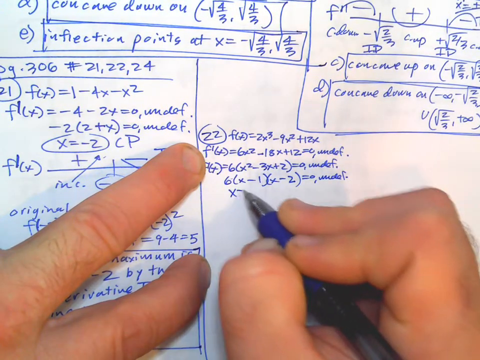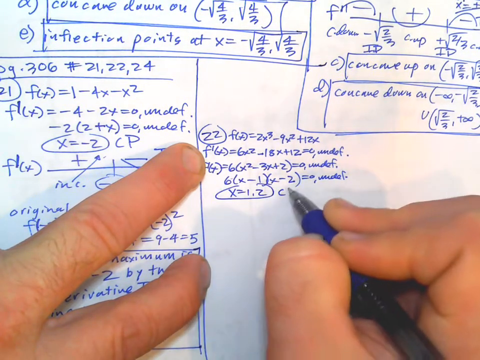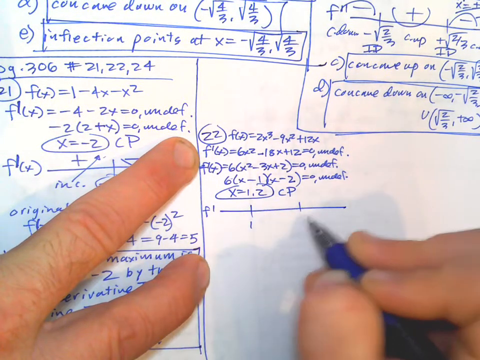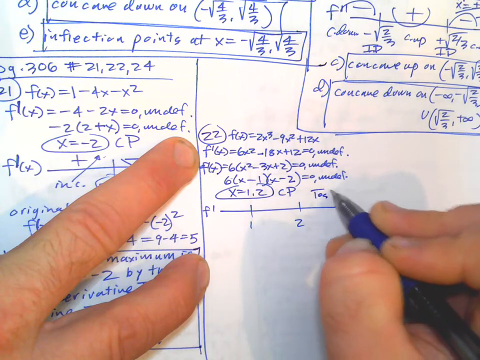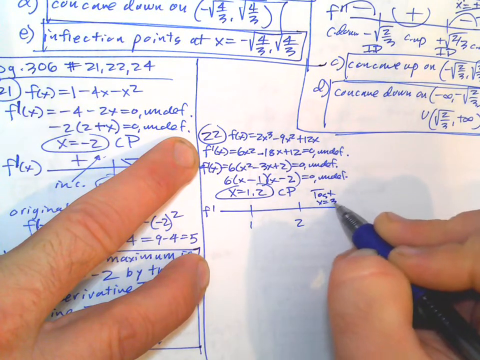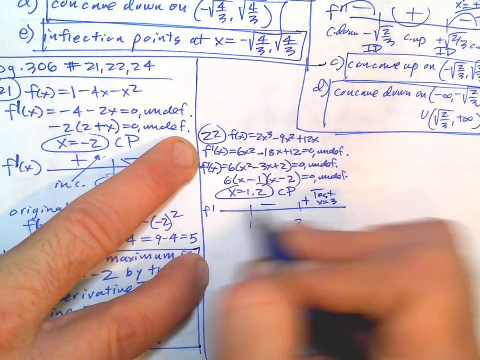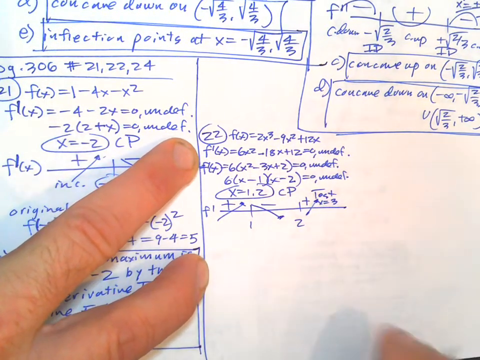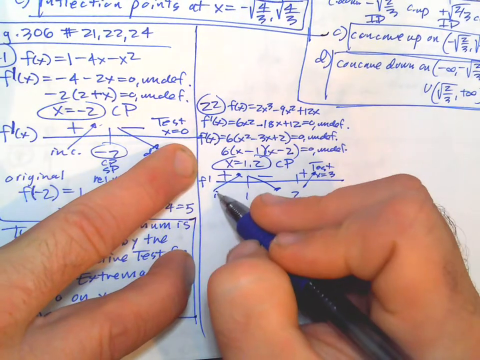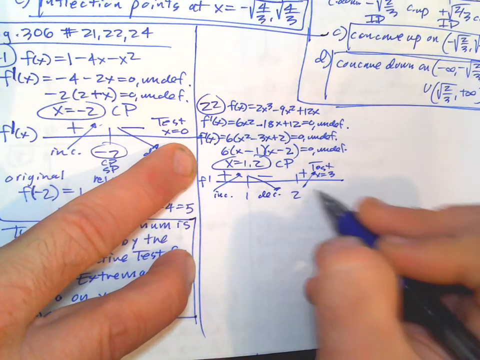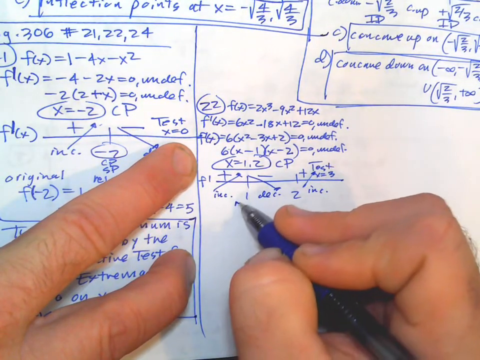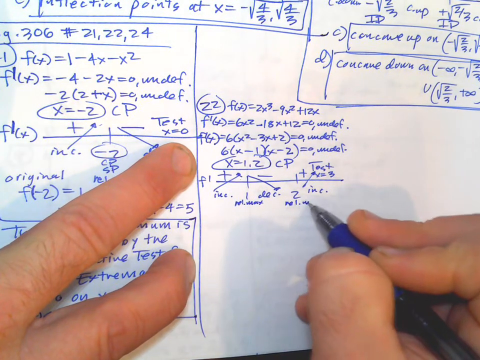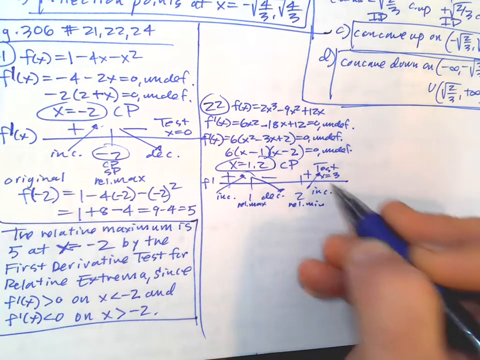So x equals 1 and 2 are your critical points. Then we're going to do a line check: 1, 2, test a point. X equals 3. Everything's positive, negative, positive, up, down, up, increasing, decreasing, increasing. Relative max right there, right?